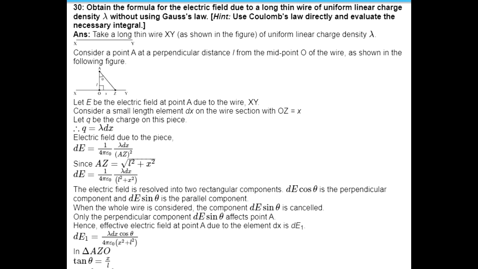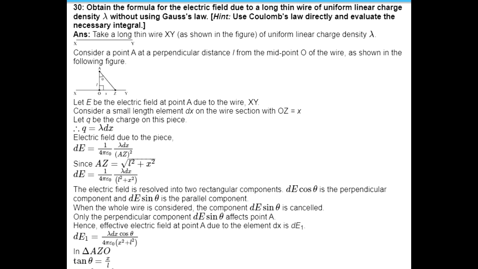Question 30. Obtain the formula for the electric field due to a long thin wire of uniform linear charge density lambda without using Gauss law. For that, consider a long wire XY of length and linear charge density lambda. And consider any point A at a perpendicular distance L from the midpoint O of the wire as shown in the figure. Let E be the electric field at point A due to the wire XY.